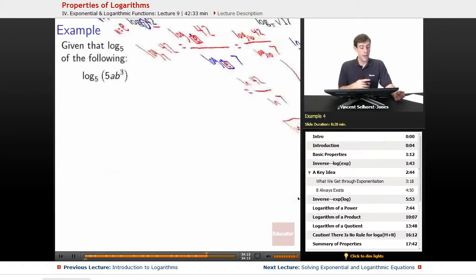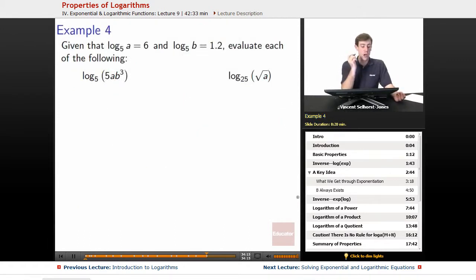Great. Fourth example, given that log base 5 of a equals 6 and log base 5 of b equals 1.2, evaluate each of the following. So at this point, we want to use the rules that we have to split things apart. Splitting it apart will allow us to use the pieces of information we have, right? We have to see a log base 5 of a before we can swap it out for 6. So we have to get that sort of thing to show up. Same for log base 5 of b. So we split things up.